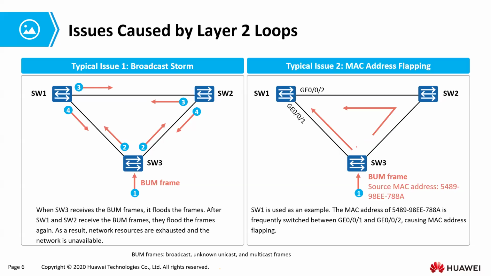A broadcast storm is a situation where, in this example, switch 3 receives BUM frames. When we talk of BUM frames, those are broadcast, unknown unicast, multicast.